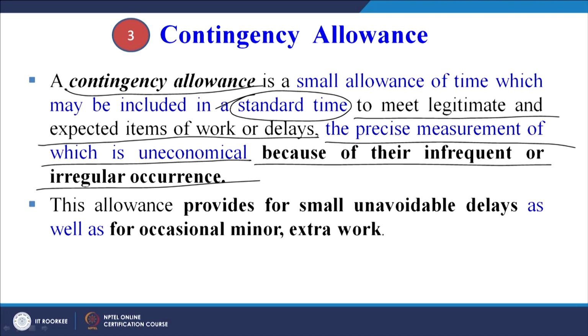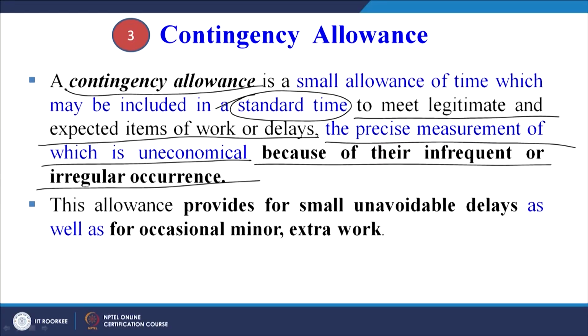So the contingency allowance is a small allowance of time which may be included in a standard time. Why? To meet the legitimate and expected items of work or delays. Sometimes there can be delay in the work. The precise measurement is uneconomical. Why? Because they are not frequent, they are not regular. This allowance provides for small unavoidable delays as well as for occasional minor or extra work.